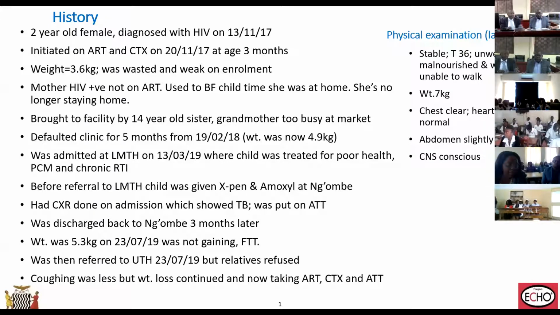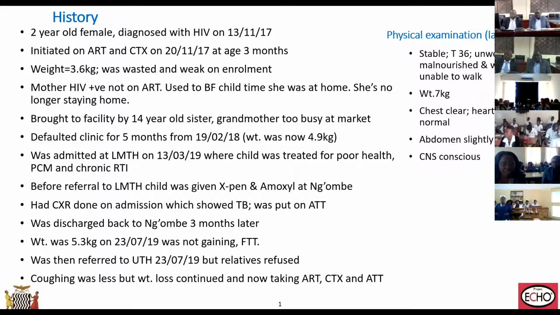The mother was HIV positive but not on ART, and used to breastfeed the child the time she was at home, but she no longer lives with the family. She's out on her own. The child was brought to the facility by a 14-year-old sister. The grandmother is too busy at the market. The child defaulted clinic for 5 months from the 19th of February 2018.